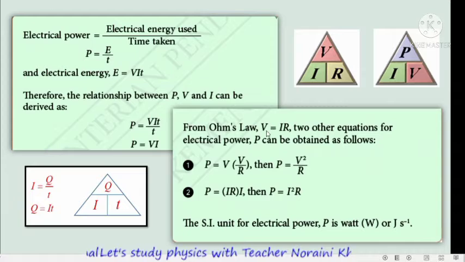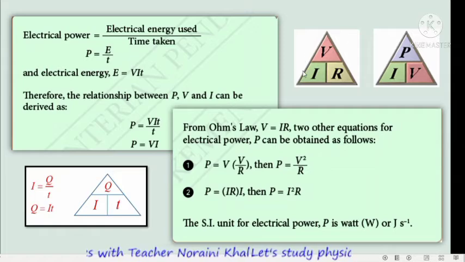From Ohm's law, V equals IR. Two other equations for electrical power P can be obtained as follows. Just now, we have derived that P equals VI. Now we substitute current I from Ohm's law, I equals V divided by R. Thus, we substitute V divided by R here. Then we produce one more formula for power: P equals V squared divided by R.